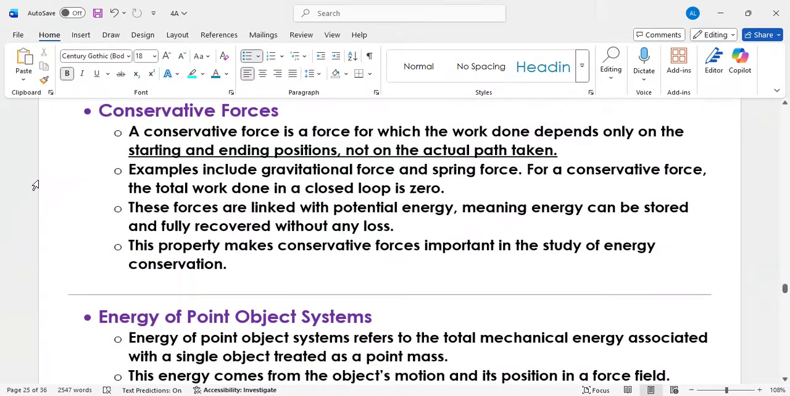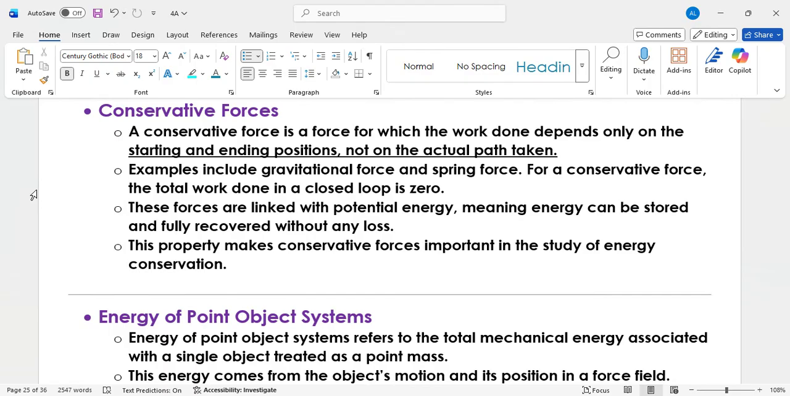What are conservative forces? A conservative force is a force for which the work done depends only on the starting and ending position, not on the actual path taken. Examples include gravitational force and the spring force. For a conservative force, the total work done in a closed loop is zero.